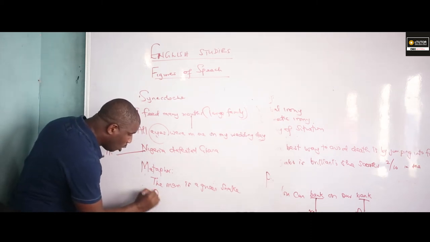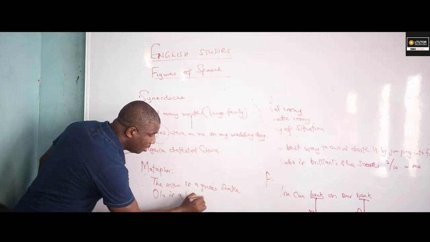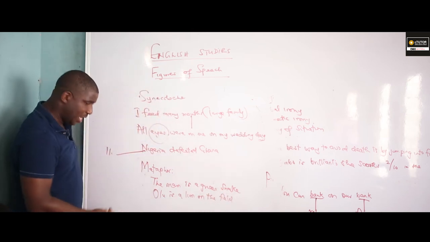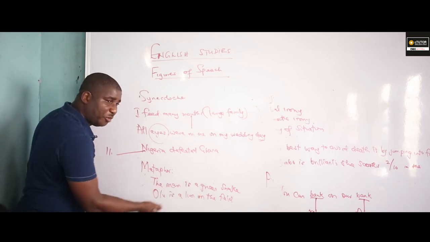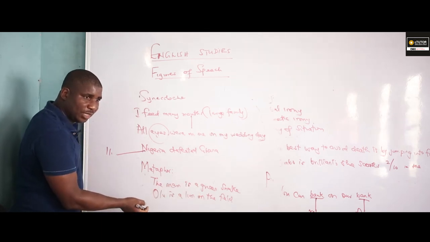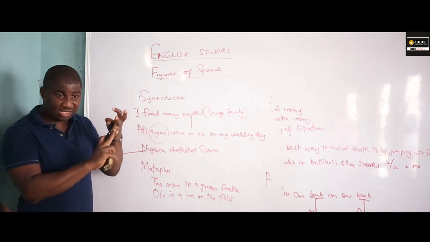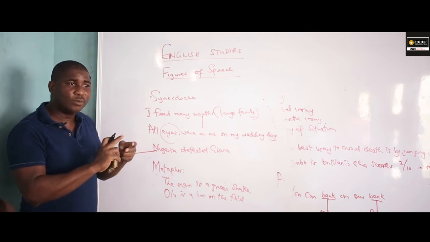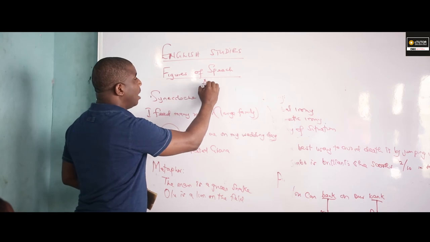Okay. Olu is a lion on the field. Here is another example of what? Metaphor. Olu is a lion on the field. Do I seem to be communicating? Yes. Okay. So we've treated simile, metaphor, irony, oxymoron. The next one is apostrophe.